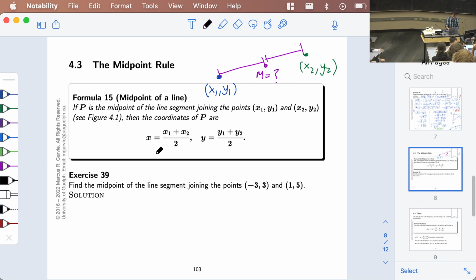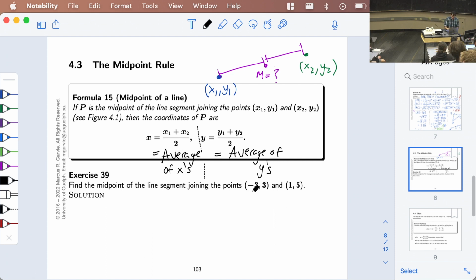The x-coordinate is x1 plus x2 divided by 2. That is the average of the x's. And what about the y's? The y-coordinate is y1 plus y2 divided by 2. That's the average of the y's. So you're used to, when you have numbers, how to average them. The midpoint is, in some sense, the average of two two-dimensional points. And its coordinates are exactly the averages of the x and the y coordinates.